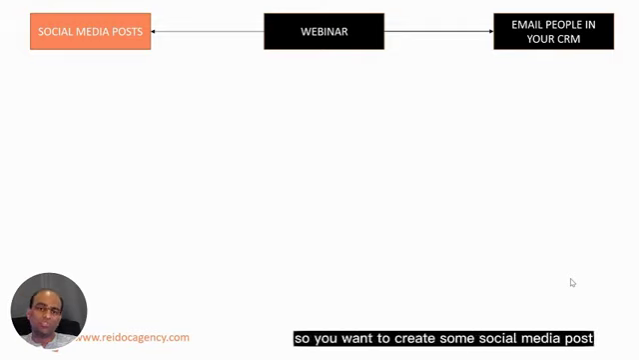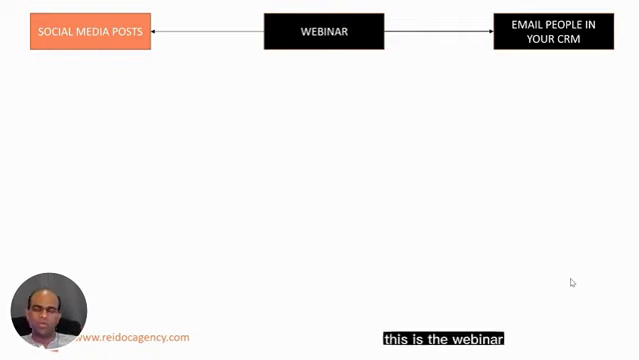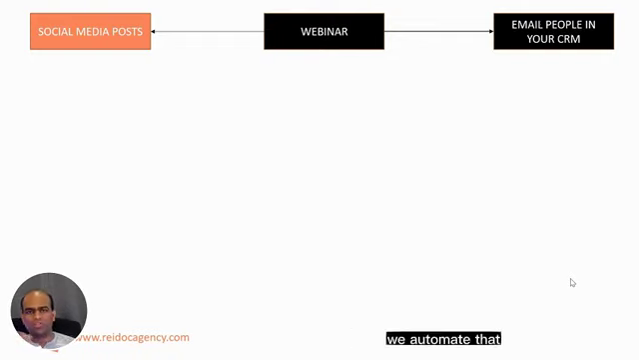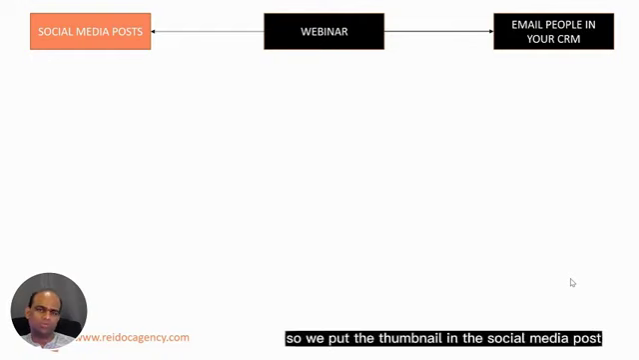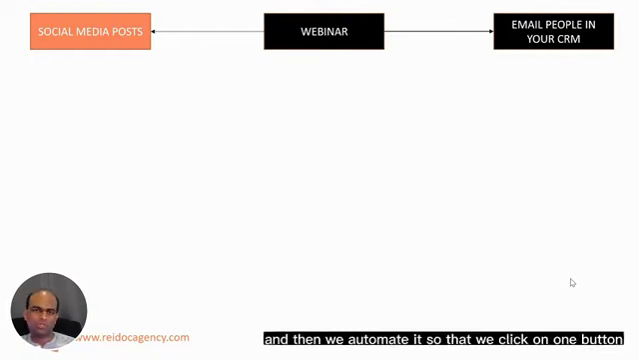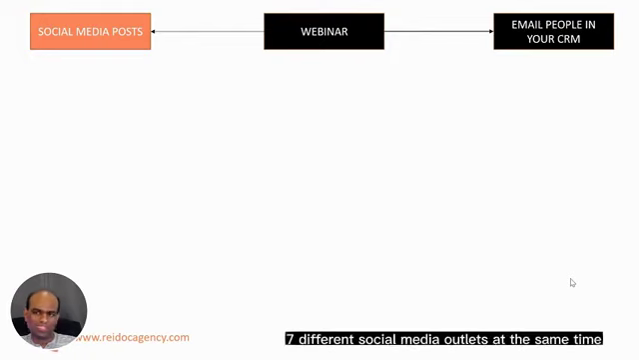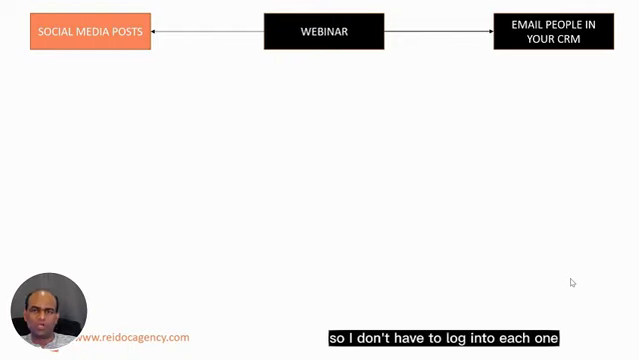The other place you want to promote is to capture new people. So you want to create some social media posts so that you advertise on Facebook, LinkedIn, Instagram, whatever social media you use, saying, hey, this is the webinar. You want to come on this webinar, and you have a link to your page in the social media post, right? You can create the social media post, but again, you can automate it. We already have a thumbnail, right? So we put the thumbnail in the social media post, and then we automate it so that we click one button and it goes to like 7 different social media outlets at the same time. So I don't have to log into each one and upload these things.